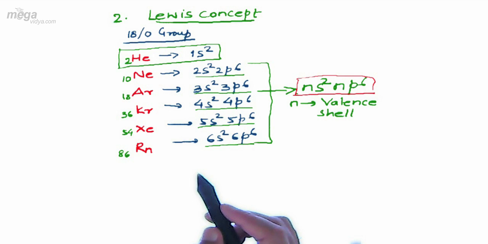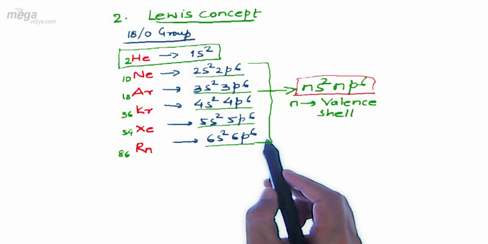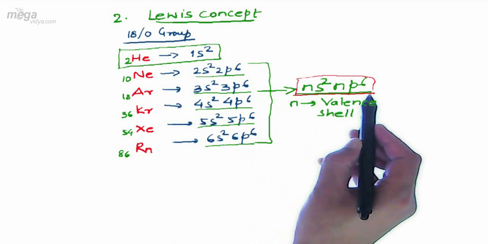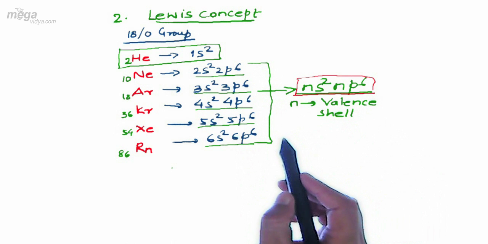That means they do not undergo chemical reaction, they are less reactive, and this is the reason why we call them inert gases. So now moving ahead, we can say that if an atom or element attains noble gas configuration, that is ns2 np6 configuration, then those elements will get stabilized.